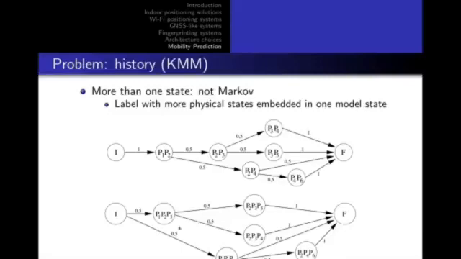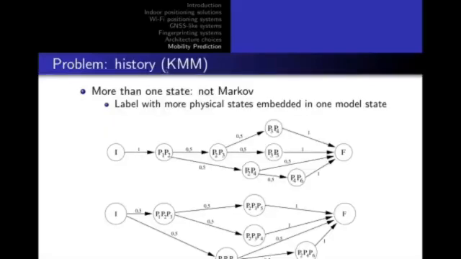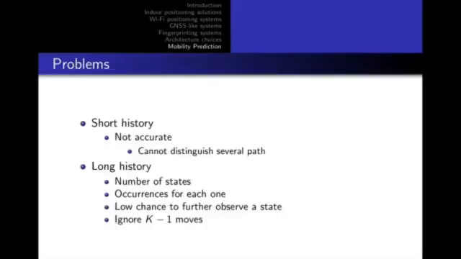What we see also is that before being able to determine the first step in the model, we have to collect 2 or 3 locations. Actually it's K related to the order of the model. So you introduce a delay in your mobility prediction and observation. So there is still a problem. With a short history it's not accurate because you cannot distinguish between several paths, which would be easy to see with several locations, but not with only 1 or 2.